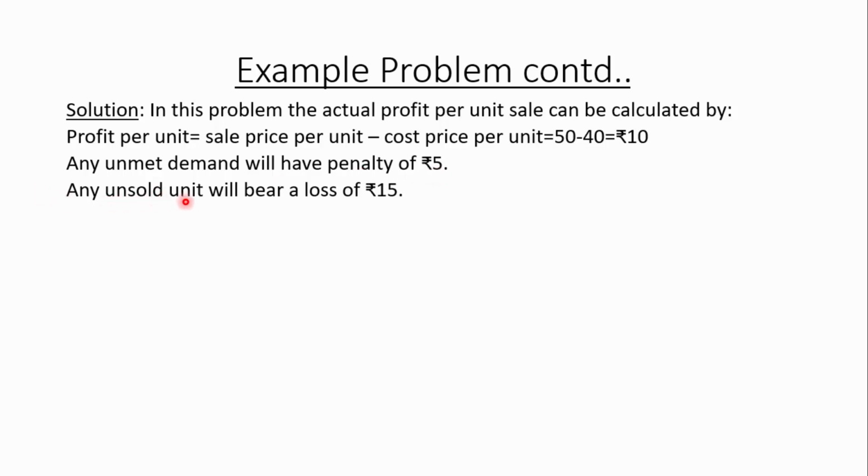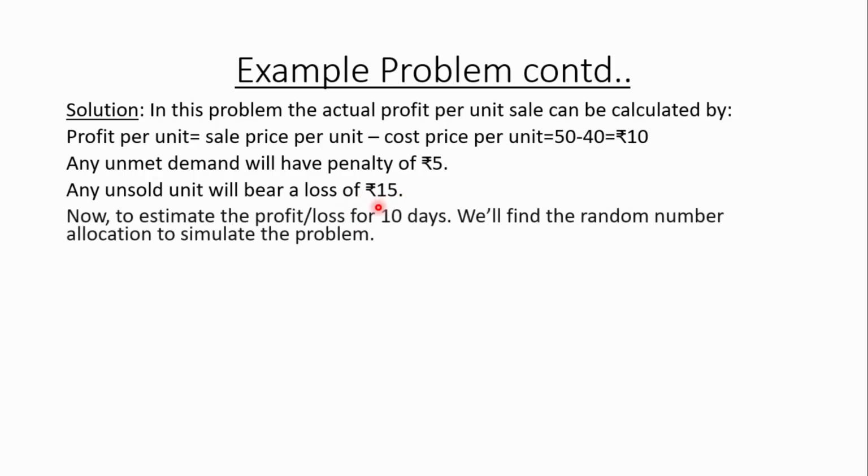And if there is any unsold unit, we will bear a loss of rupees 15. Now to estimate the profit or loss for 10 days, we'll find out the random number allocation to simulate the problem. And these are the given random numbers which are already mentioned in the problem.